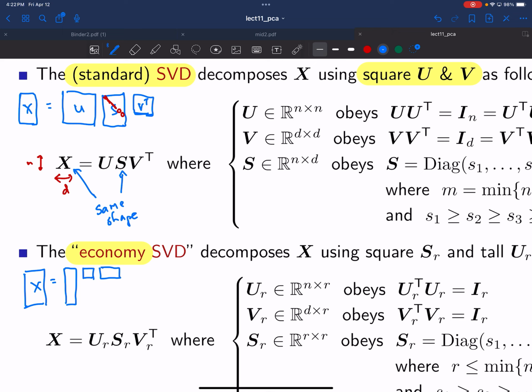So here we call this U sub R, S sub R, V sub R transpose. I'll put a little dashed line here. Okay, so essentially this U sub R is exactly this matrix here. This V sub R transpose is this matrix here. And this S sub R is this little diagonal matrix up here. So all the other things are just not computed because they're not directly relevant.